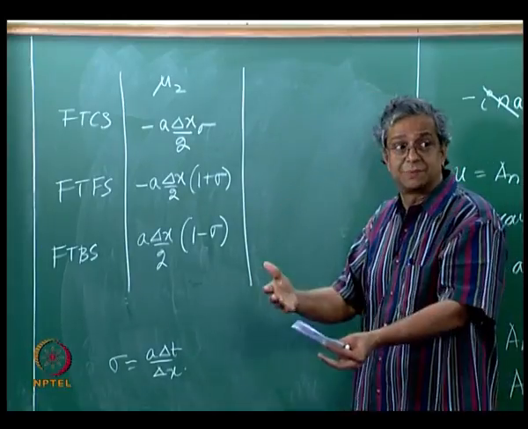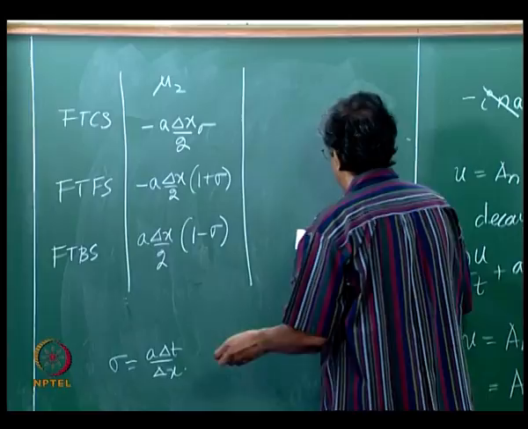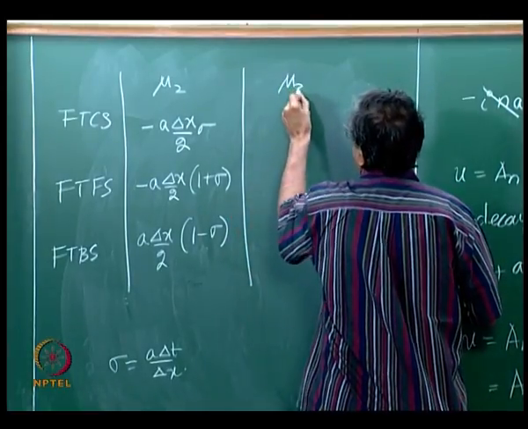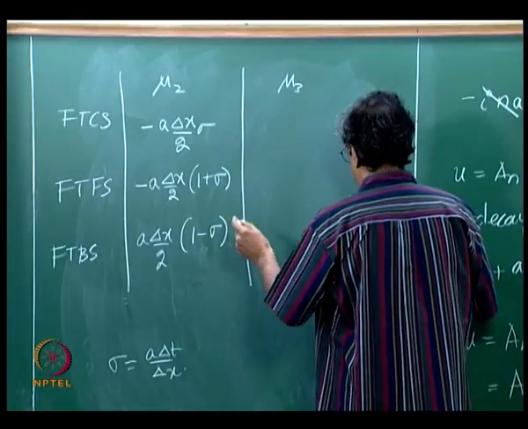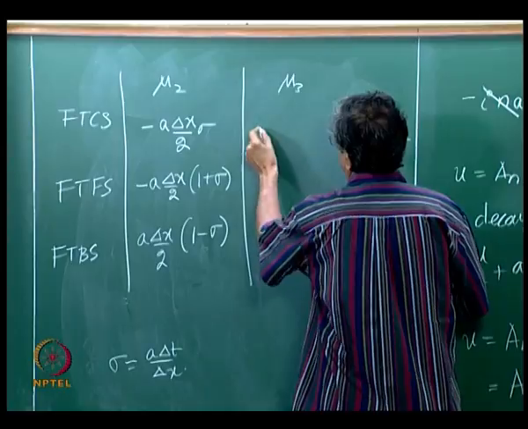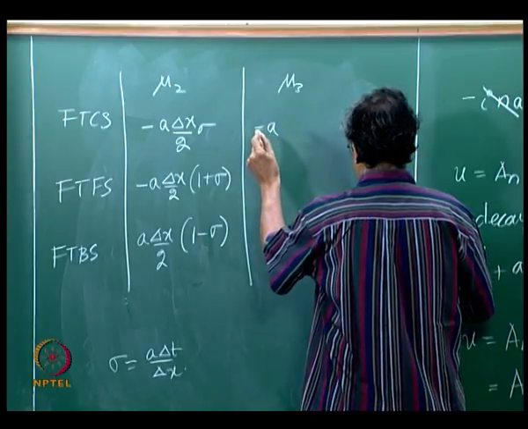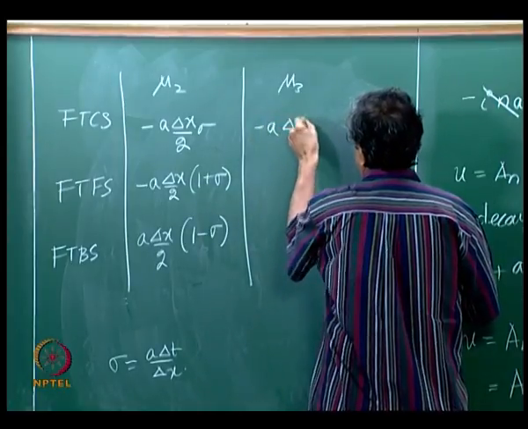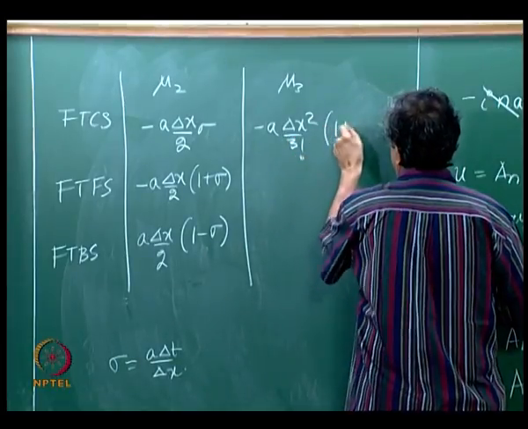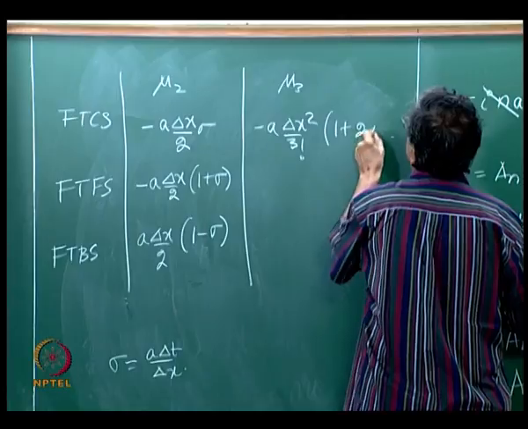So what we did with the stability condition we actually got here. What about mu3? Mu3 is a bit of a mess. That is going to be minus A delta x squared by 3 factorial, 1 plus sigma, 1 plus 2 sigma squared.